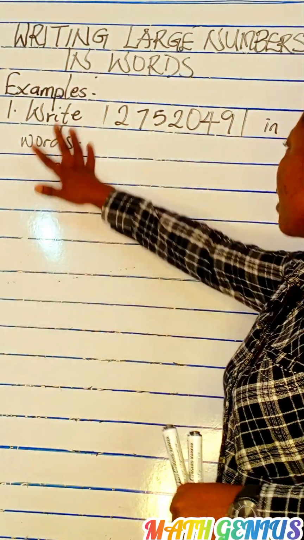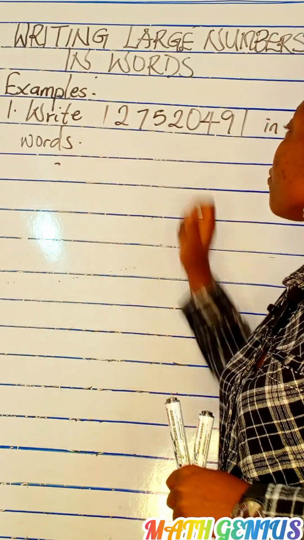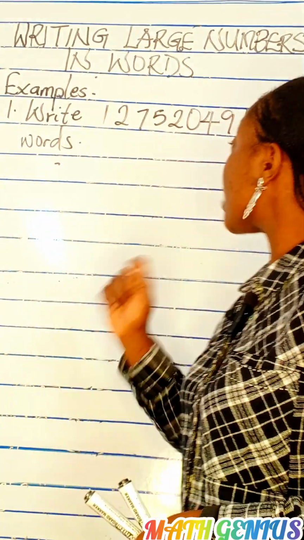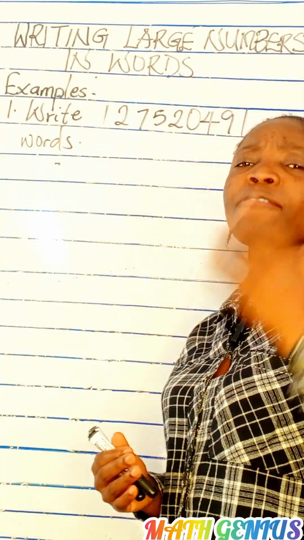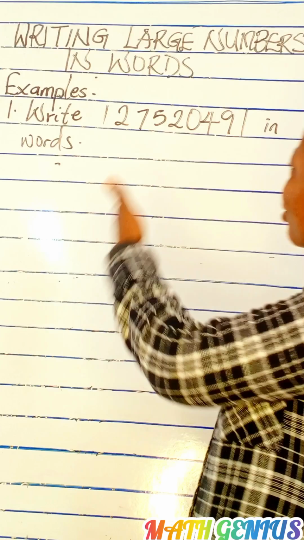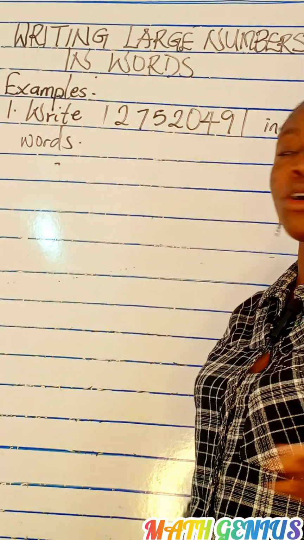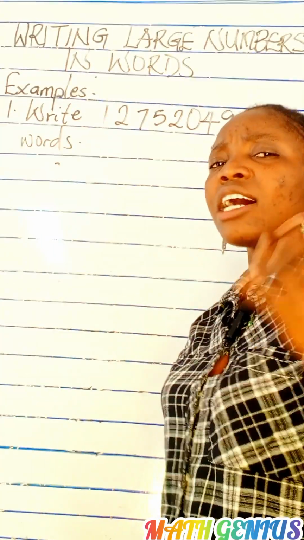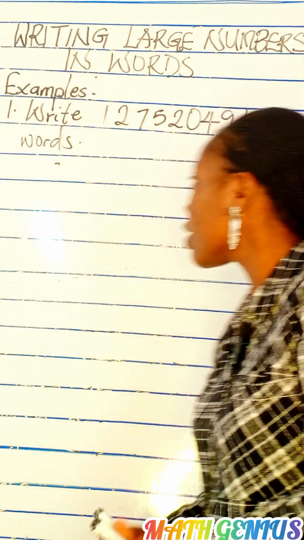So this example before us, we have been asked to write 127520491 in words. Now, the very first thing is, how do I go about this? This number is up to about 9 digits. This is a 9-digit number. How do I go about this? Now, just roll with me and see a very simple principle that will help you out.